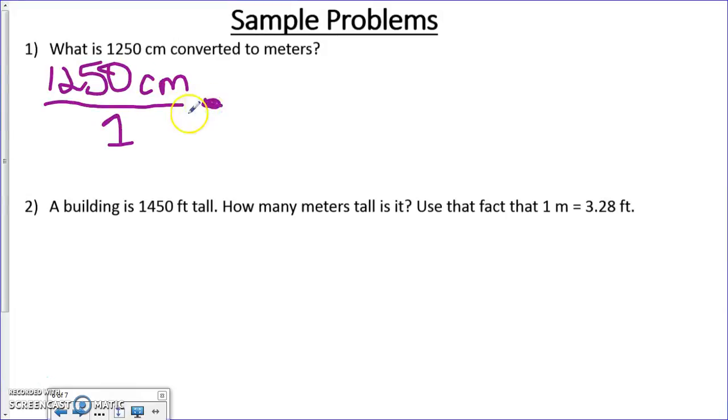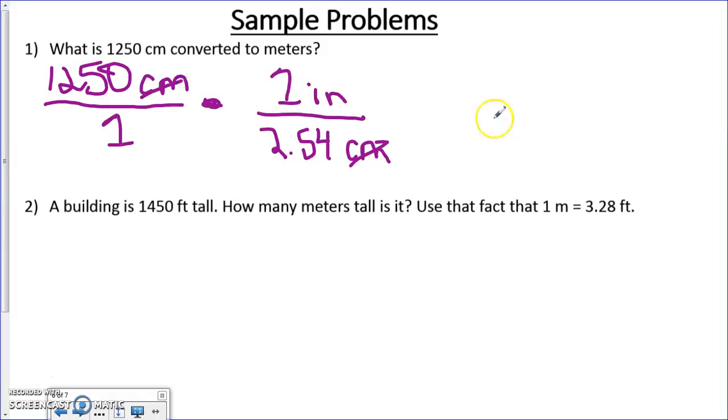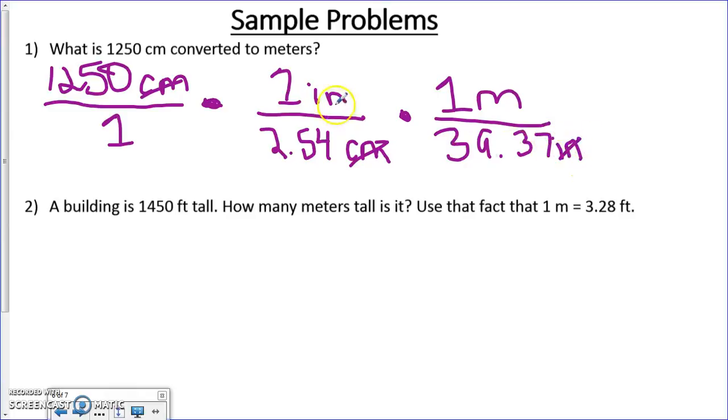The conversion factor we're going to use here is going to be 1 inch. We have to actually use 2. 1 inch over 2.54 centimeters. So centimeters cancel. And the other conversion factor, we have to go from inches to meters, is 1 meter over 39.37 inches. And again, when you get the worksheet tomorrow, you're going to see all of these.